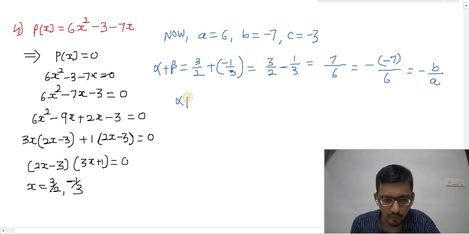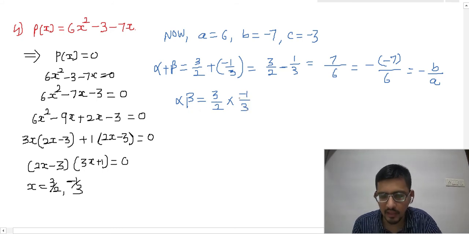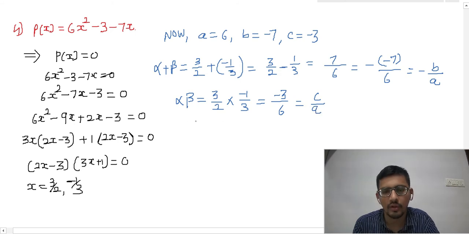Next, product of roots. Product of roots, alpha into beta. What is the first root? 3 by 2. The second root is what? Minus 1 by 3. Actually I can cancel 3, but we know that we have to express in terms of c by a, so we actually need a 3 here, so I will not cancel, just multiply. So 3 into minus 1 is minus 3, and 2 into 3 is what? 6. Minus 3, what can I write? c, and 6, what can I write? a. The product of roots, what answer will I get here? c by a.